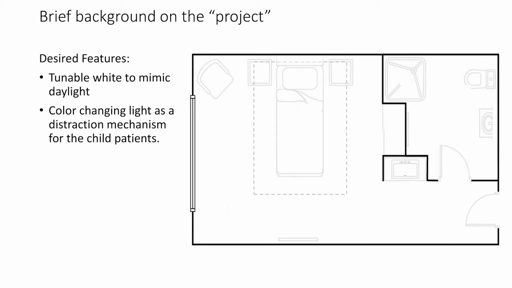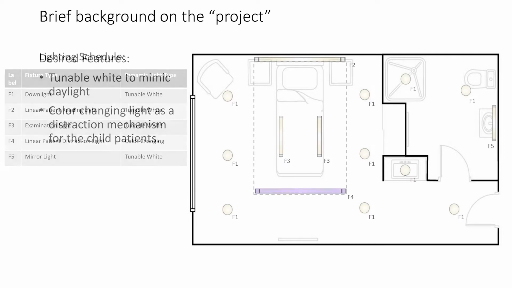They're going to have tunable white light, and they're going to have a color changing light at the end of the bed area here. And typically that's a distraction light for the patient to play around with and make all the colors of the rainbow and stuff like that. All the other lights are going to try and simulate a circadian rhythm style application.